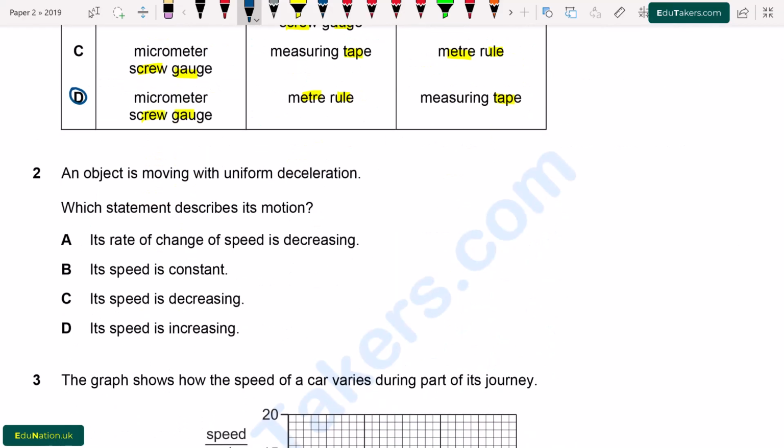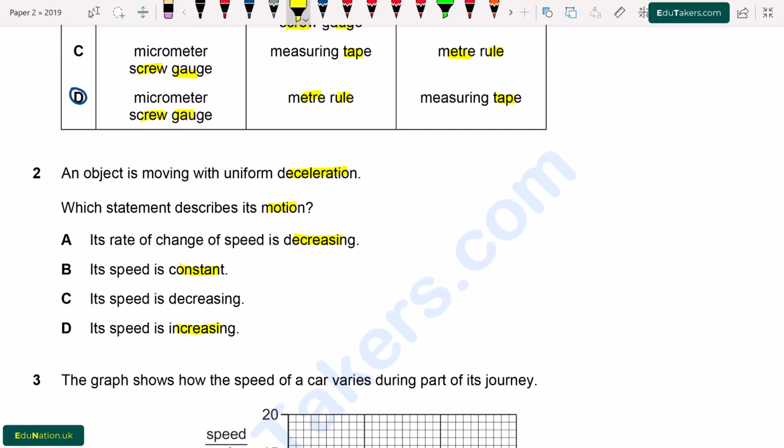Question number 2. An object is moving with a uniform deceleration. Which statement describes its motion? Option A, its rate of change of speed is decreasing. B, the speed is constant. C, its speed is decreasing. D, the speed is increasing.